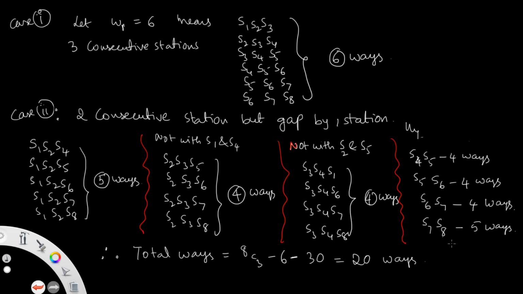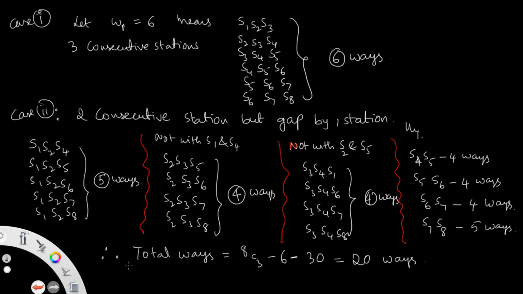But for S7, S8, by this method, you can get five ways. So the totals are 5, 4, 4, 4, 4, 4, 5, and the sum is 30 ways, plus the 6 ways of 3 consecutive stations. Therefore the total number of ways the train can be stopped at 3 out of 8 stations such that no two of them are consecutive is the total ways minus the 3 consecutive stations minus the 2 consecutive stations with a gap of 1 station.